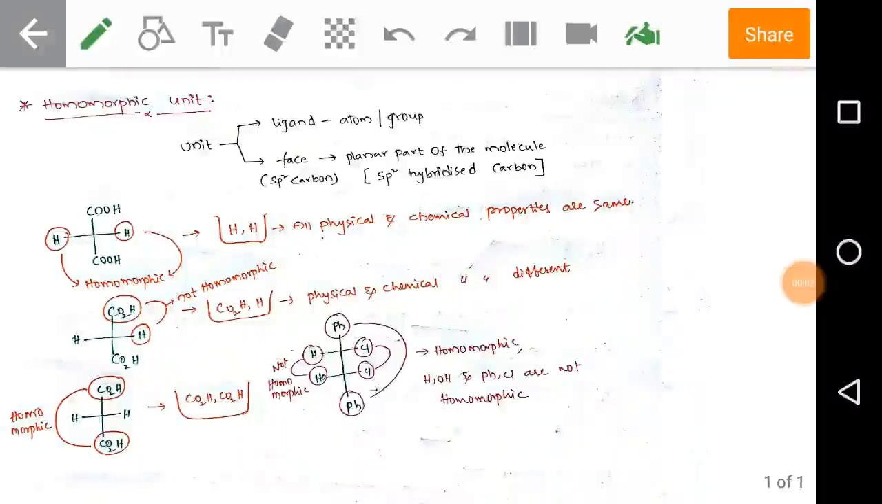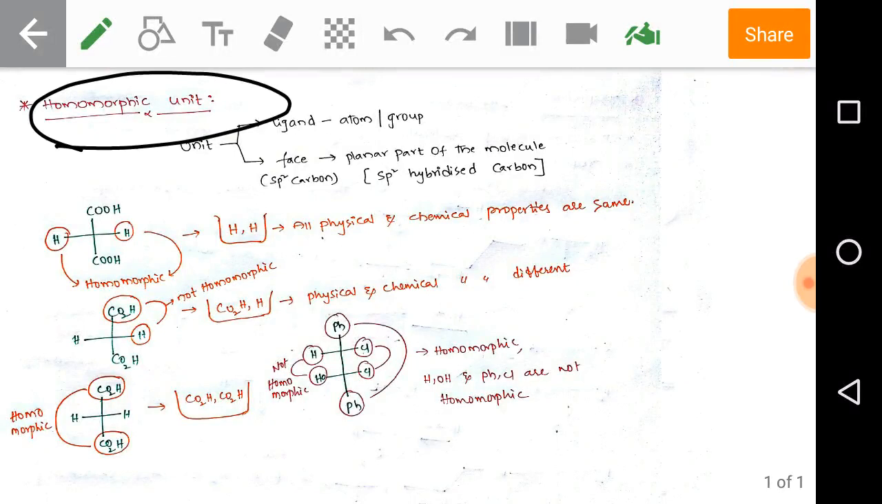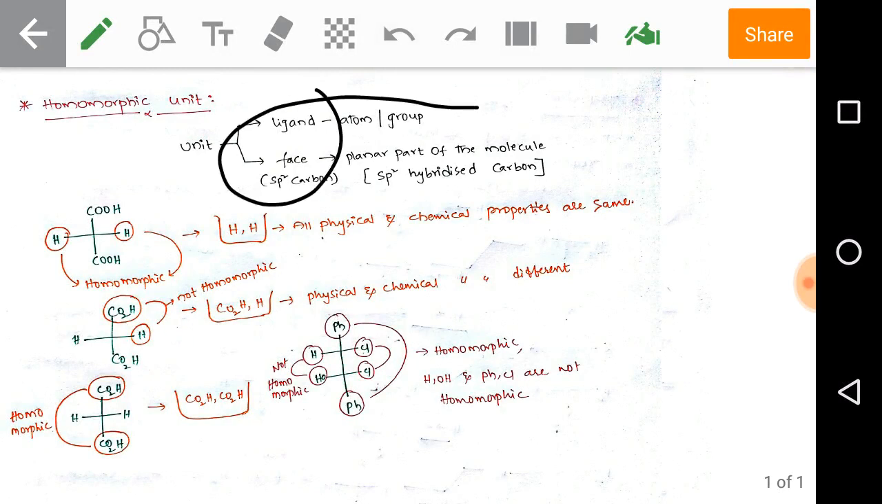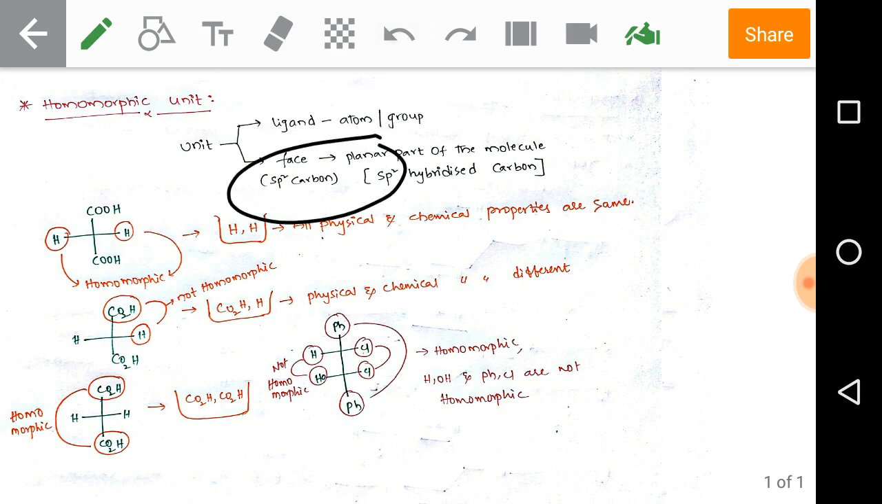Hi, now we are discussing homomorphic units as part of asymmetric synthesis in stereochemistry. What is a homomorphic unit? In that, what is a unit? Here a unit may be a ligand or a phase. Ligands may be an atom or group, and a phase is an sp2 hybridized carbon. In homomorphic unit, the word unit indicates ligand or phase.